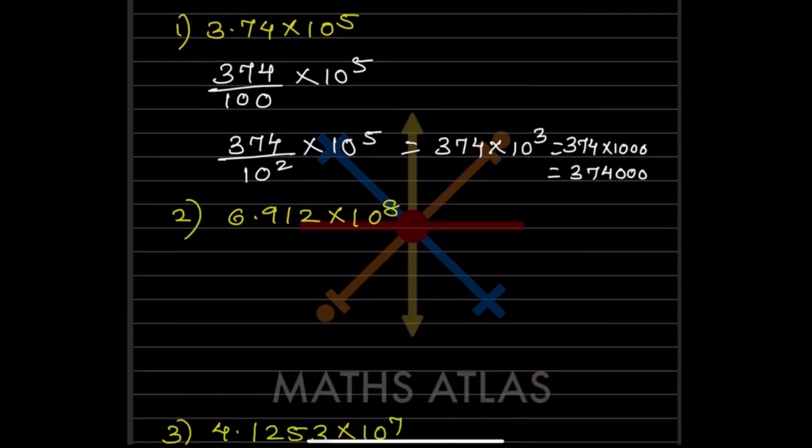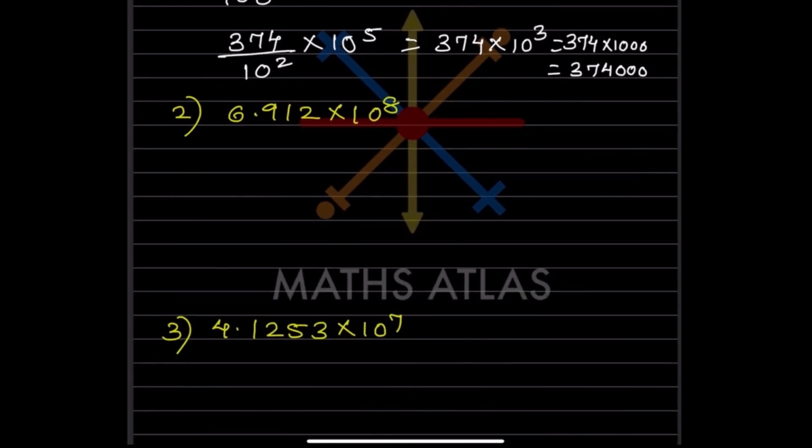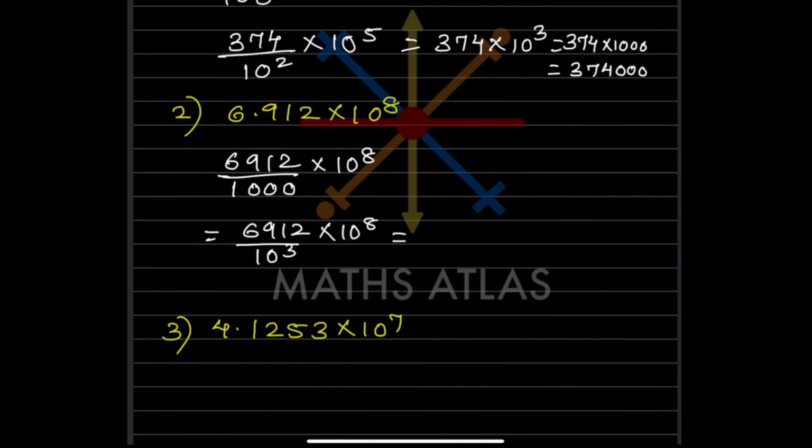Now let us see the next one. We can write 6.912 as 6912. After the decimal, how many numbers are there? 3 numbers. So we write 1 and 3 zeros, into 10 raised to 8. So this is 6912 divided by 10 raised to 3 into 10 raised to 8. 10 raised to 8 divided by 10 raised to 3 is 10 raised to 5. So you write 6912 and put 5 zeros: 1, 2, 3, 4, 5.